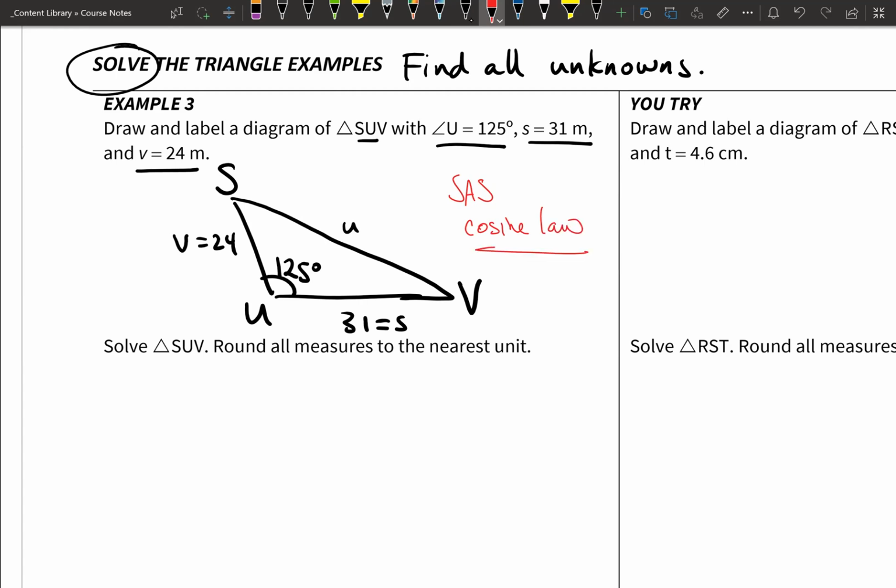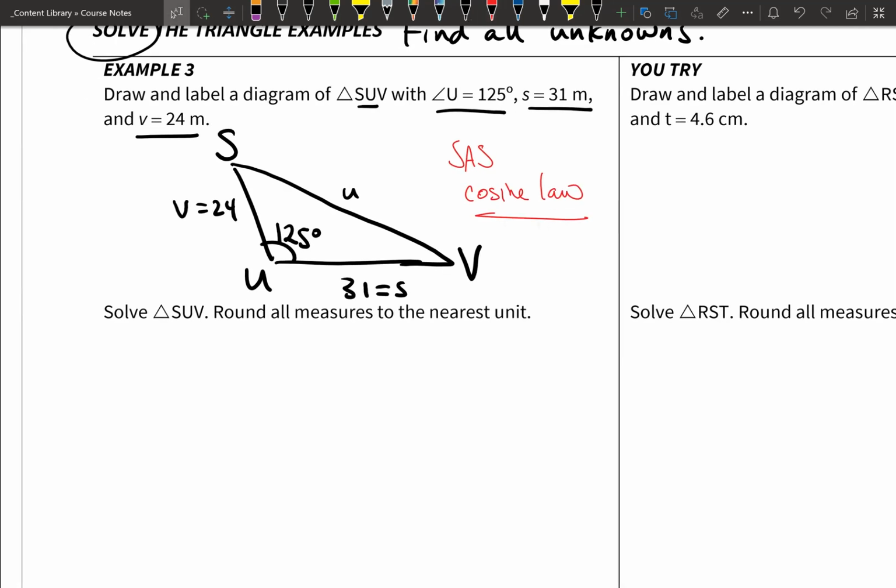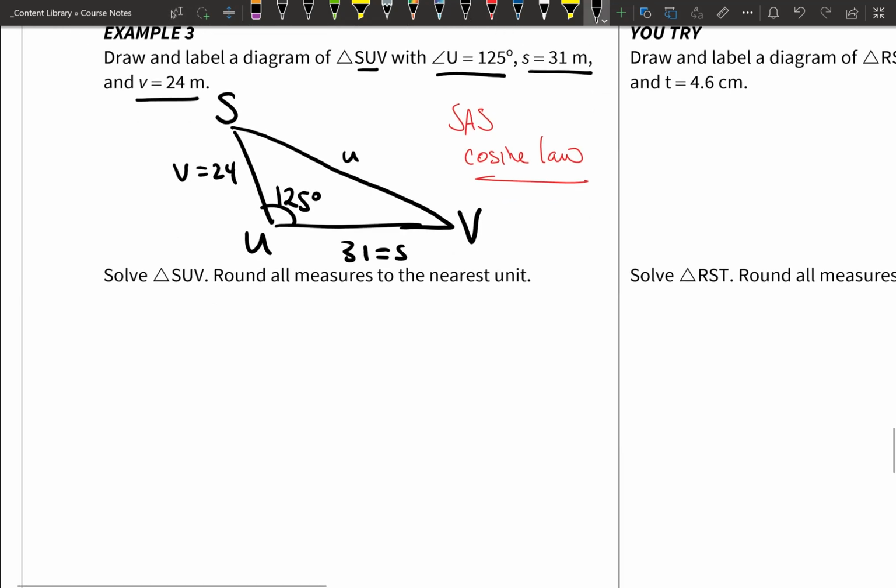Okay, not the ratio, but the law. It's not SOHCAHTOA, it's cosine law. So solve for triangle SUV. Now, if it helps, you can relabel this ABC. But I can also use the cosine law to find things like side U. Okay, so U squared equals the sum of the squares of the other two sides. So let me write the formula first, actually. So let's do that.